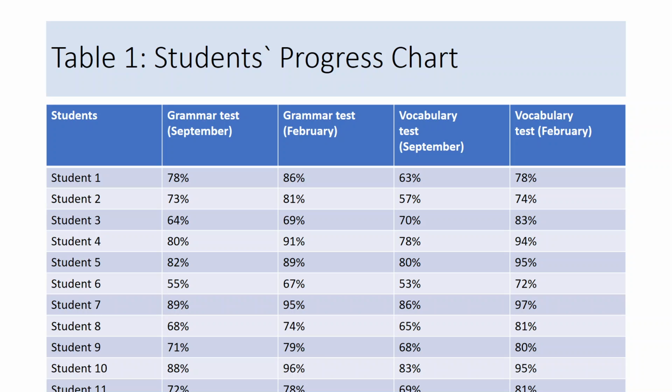At the end of the spring semester, the same tests were given. So you can see the results in the students' progress chart. As we can see from the tables above, the increase in vocabulary as well as in grammar shows that learners benefited in both spheres.